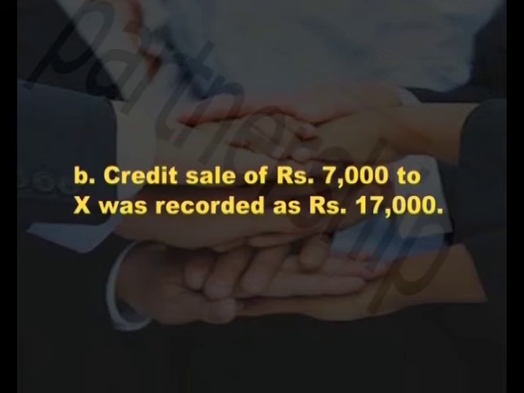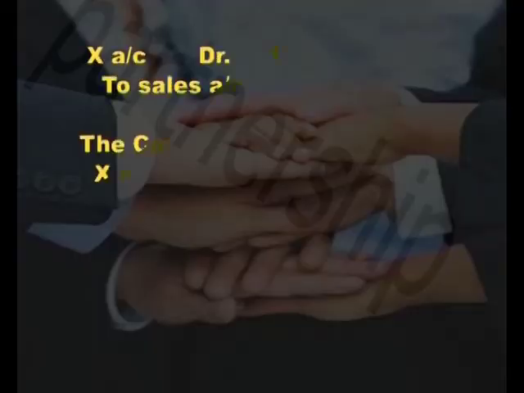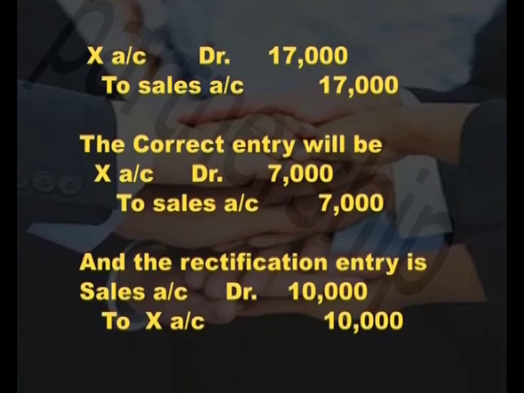B, credit sale of rupees 7,000 to X was recorded as rupees 17,000. Now, this is an error of recording. In this case, the wrong entry will be X account debit 17,000 to sales account 17,000. The correct entry will be X account debit 7,000 to sales account 7,000. And the rectification entry is sales account debit by rupees 10,000 to X account by rupees 10,000.